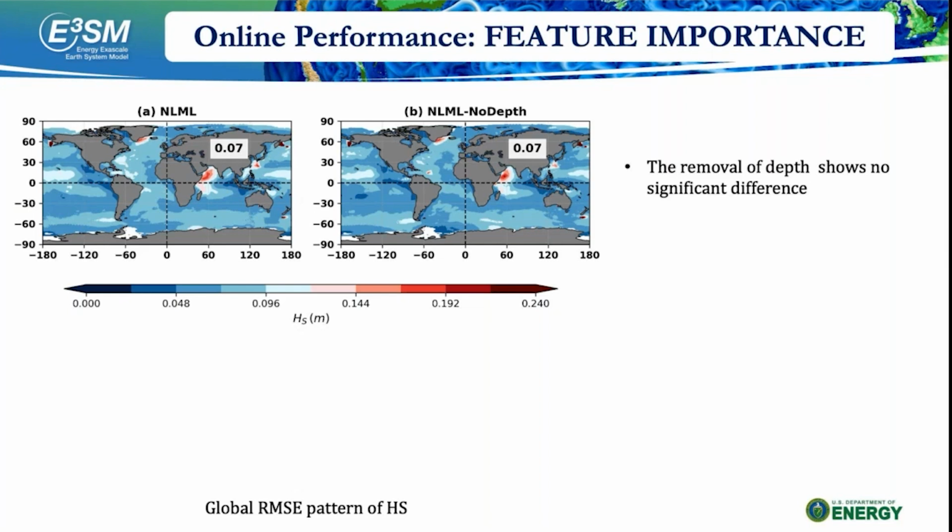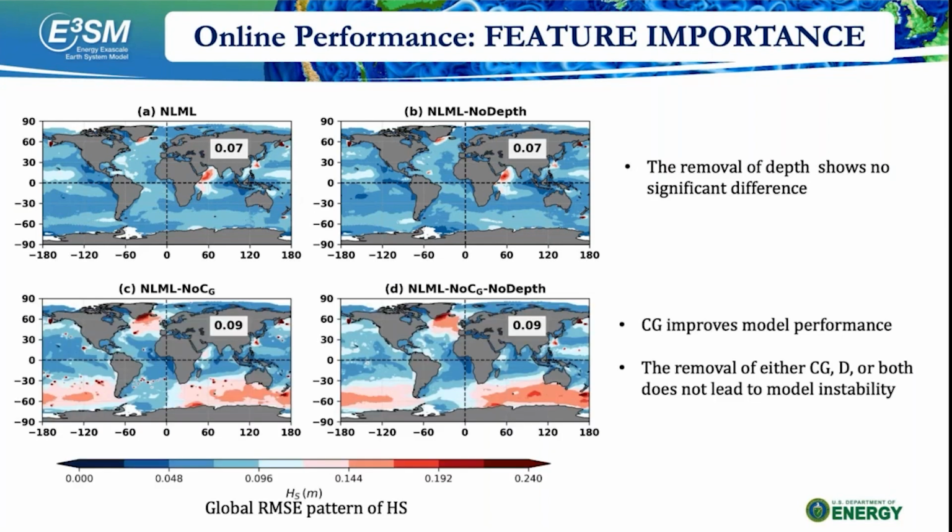And this is showing when you don't include the group velocity. You can see when you do include the group velocity, we have reduced model performance error. So our addition of CG actually improved the model performance. But one thing that we find here is that when you remove both CD and depth, the model is still very stable, and they still even perform better than the DIA. But just like we have a better performance with that compared to our default model.